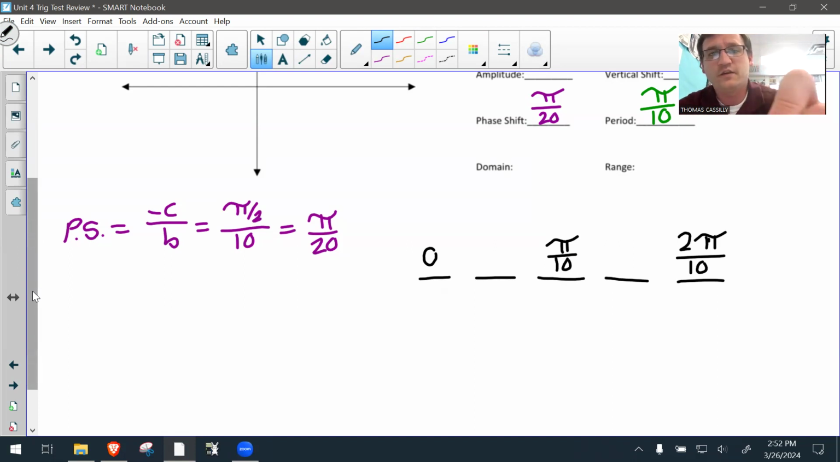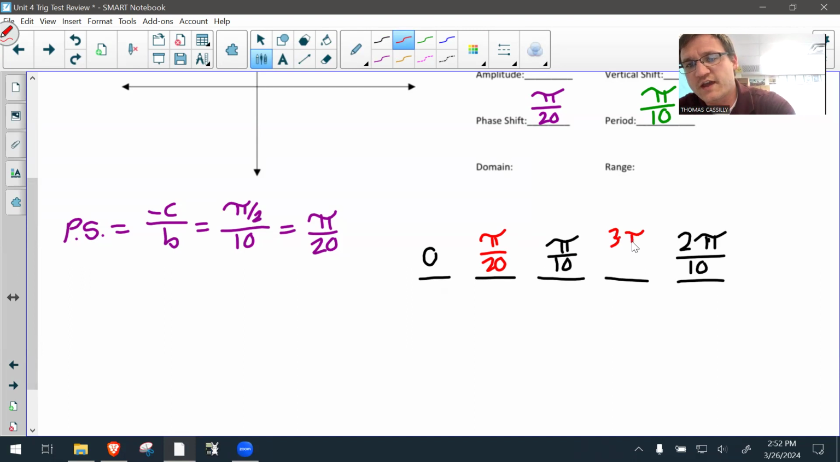The other 2 points, just chop them in half. So we have pi over 20. And then the next one is going to be 3 pi over 20, right? You can add them in your calculators, divide them by 2, kind of unreduce them if you want to think it's 0, pi over 20, 2 pi over 20, 3 pi over 20, and the last one is 4 pi over 20.